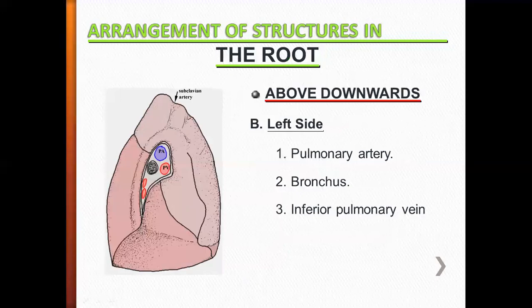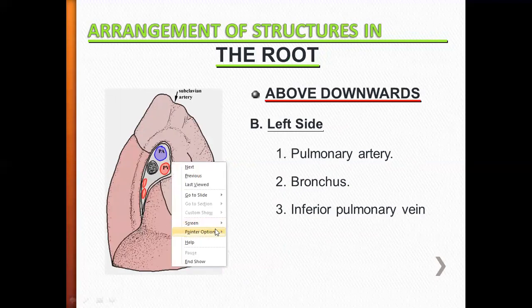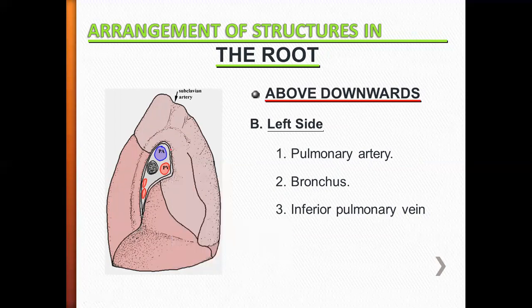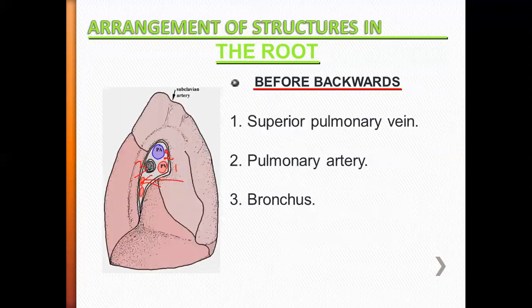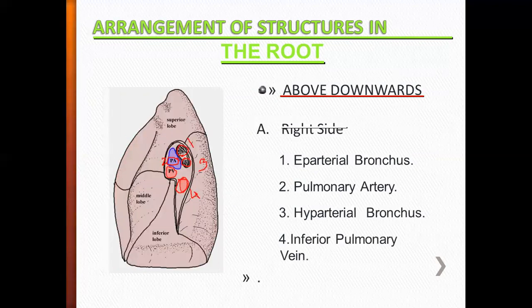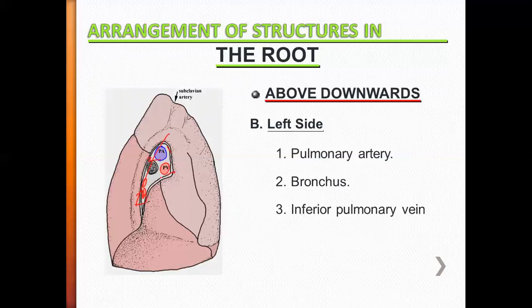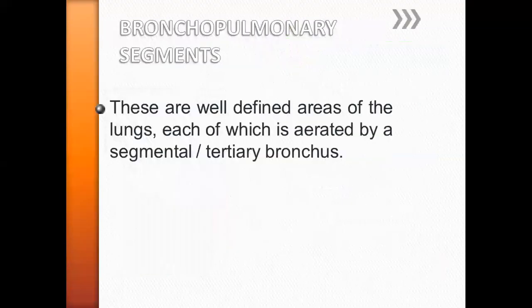On the left side, from above downwards, the first is the pulmonary artery, the second is the bronchus, and the third is the inferior pulmonary vein. If you see this arrangement from before backwards, the right and left sides are the same: superior pulmonary vein, pulmonary artery, then bronchus. But from above downwards, the right and left sides are different. That's it about the arrangement of structures in the root.